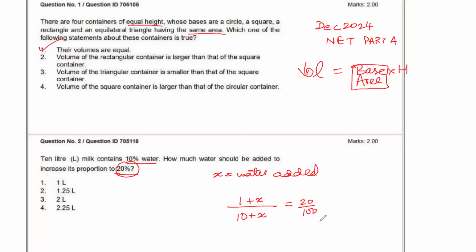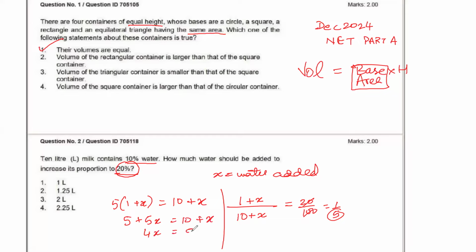20% is written as 20 by 100. So this is 1 by 5. So 5 times (1 plus X) is equal to 1 times (10 plus X). 5 plus 5X is equal to 10 plus X. 4X is equal to 5. X is equal to 1.25. Got it? So how much water should be added? 1.25 liters. This is a very easy question.